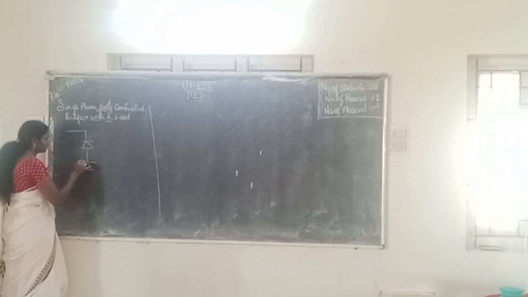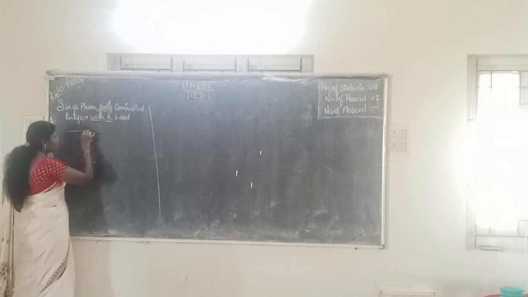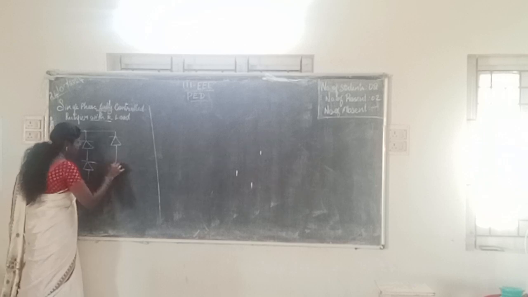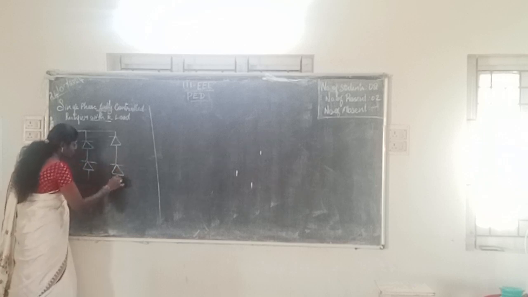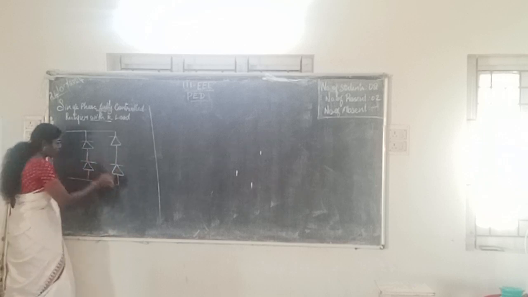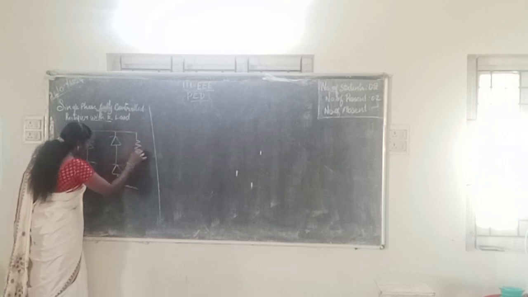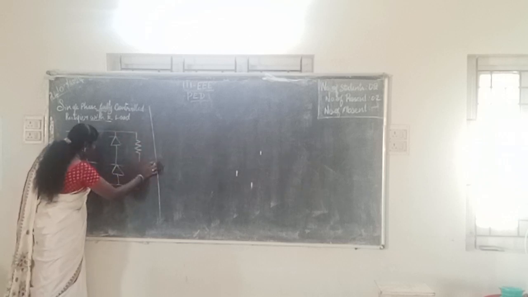It is not 2, it is 4 thyristors. 4 thyristors will be connected like this. Okay, so we have to derive the output voltage in terms of RMS also. For that I am drawing the circuit diagram again, and once more I will be giving the class.